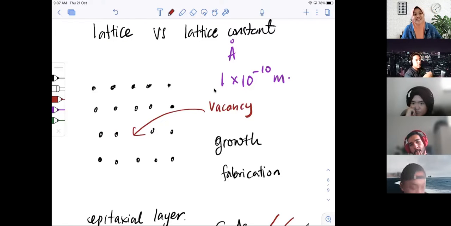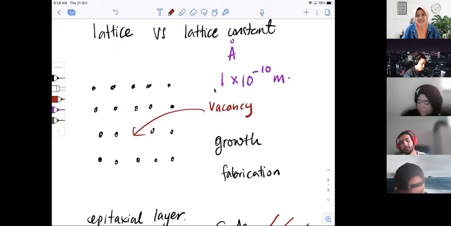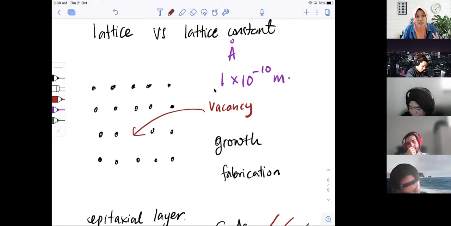Vacancy defects. Okay, so there are many defects. Even losing one atom, and you have millions, billions of atoms in a semiconductor, right? If you lose one atom and it is not at its place, it is already a defect.